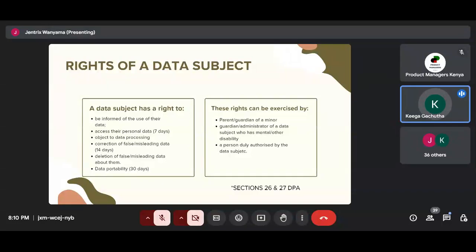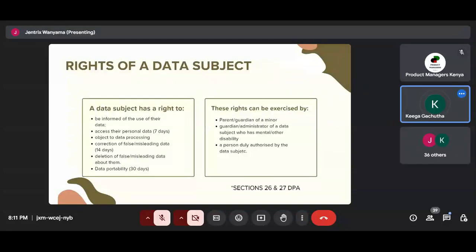Lastly, this right can be exercised by three different people. It can be exercised by the individual themselves, or it can also be exercised by that individual's parent, guardian, or appointed administrator. And it can also be done by a guardian or an administrator in an instance where the person has a mental incapacity or a disability that prevents them from giving consent. So a good example of this is when a patient is being onboarded at a hospital or a health institution and the person is incapacitated, or an instance where a person has a mental incapacity and might not have the capacity to exercise some of these rights.